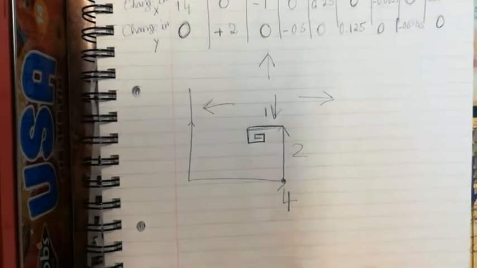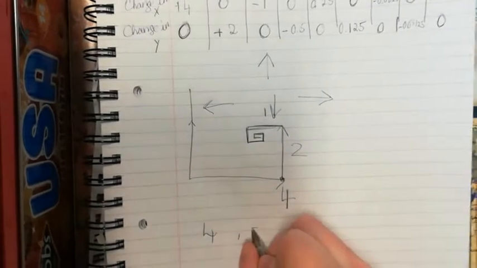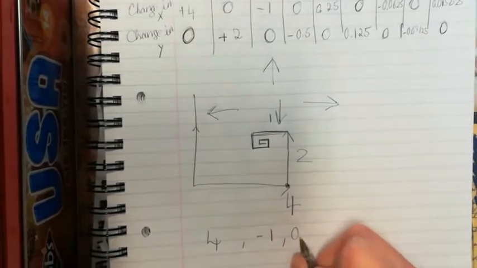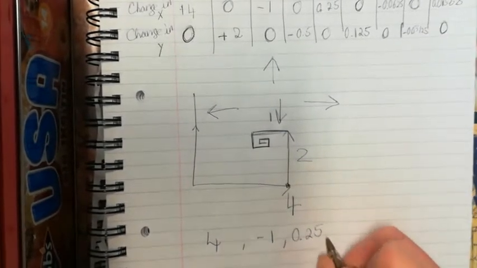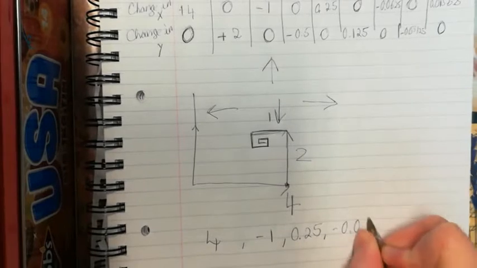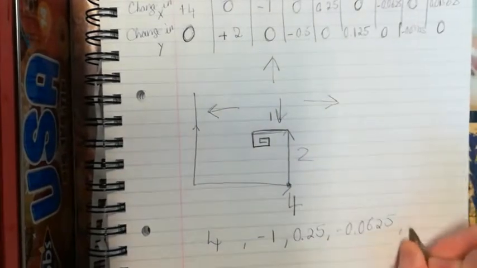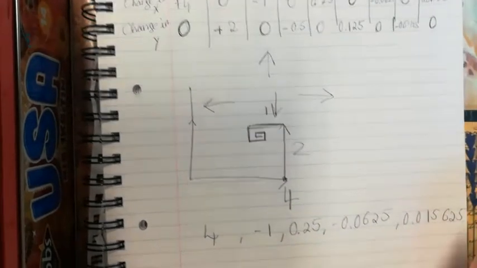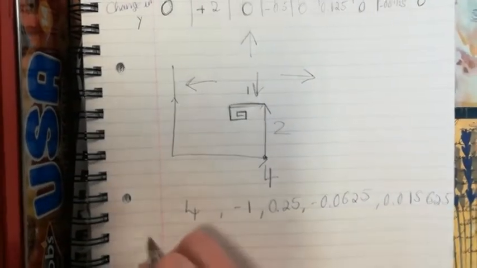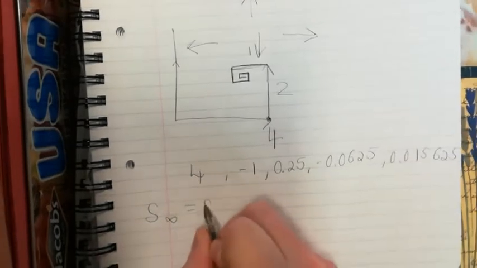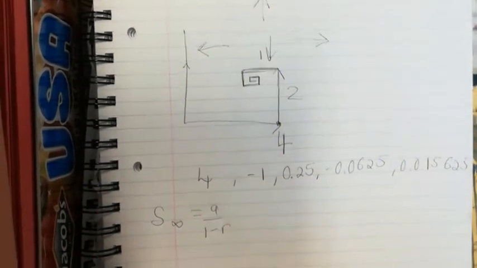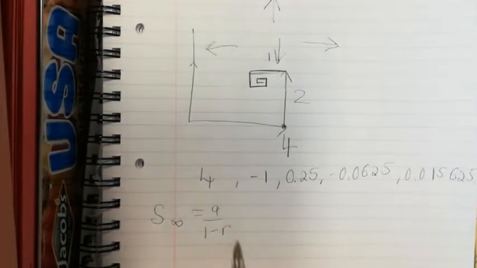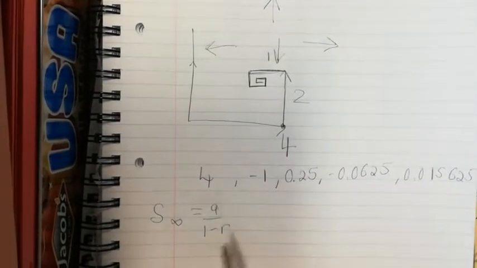So say if we deal with x, so it'll be 4, minus 1, 0.25, minus 0.0625. If we just look at these values, and we want it to continue indefinitely, we're going to have to use the formula of an infinite geometric series. But to do that, first we need to get the ratio between each of these terms, and we need to establish that that has an absolute value of less than 1.